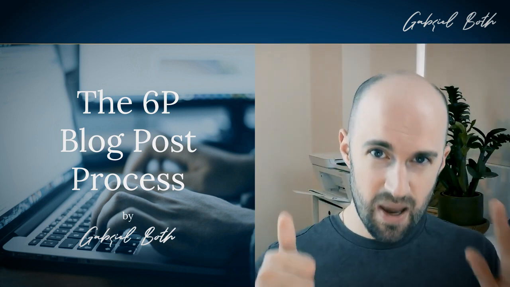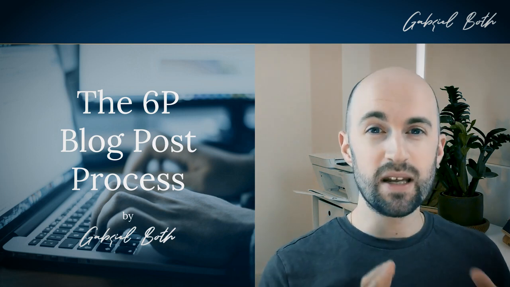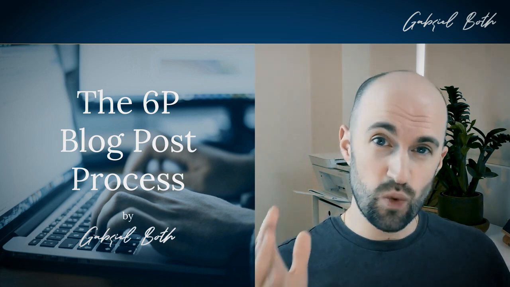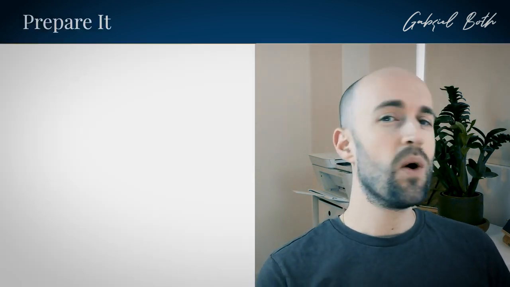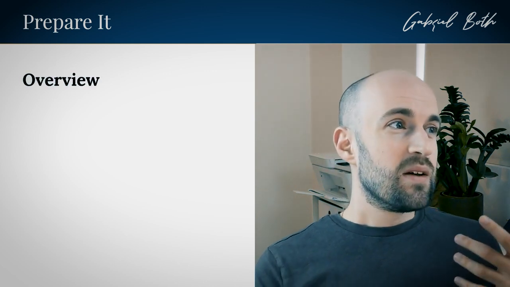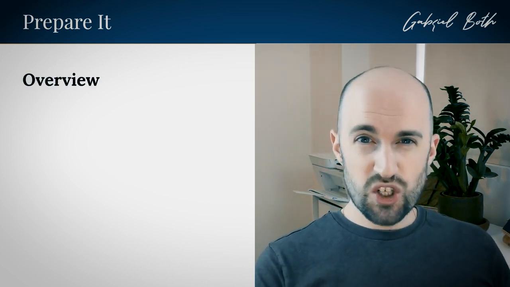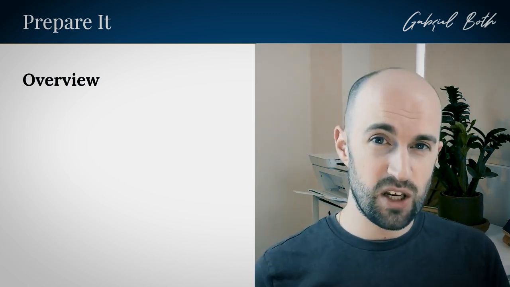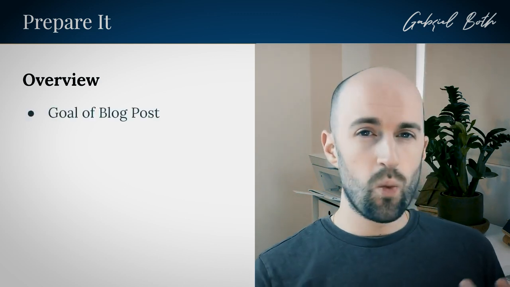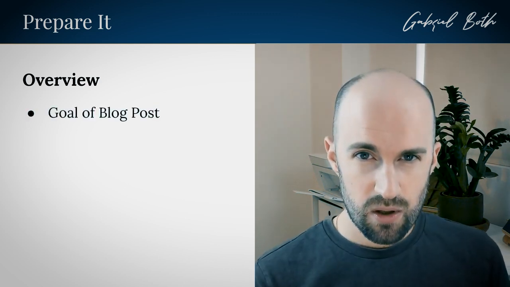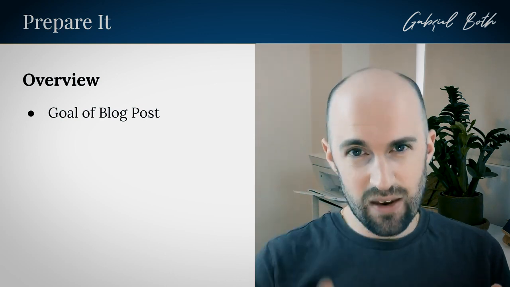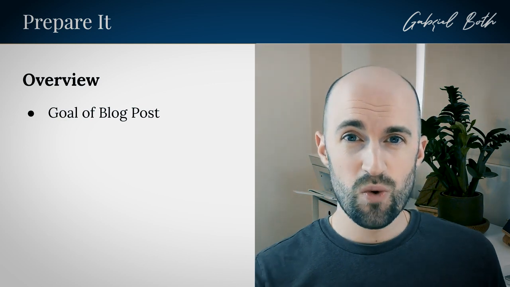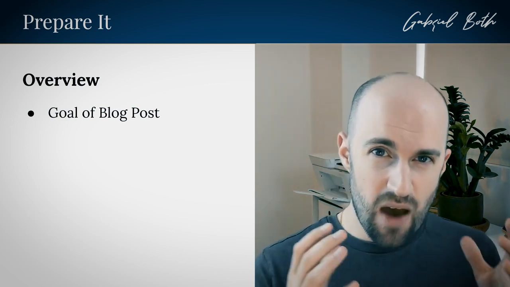So there's 6 main steps, and we're going to go through each one in this video on how to publish and how to create a blog post that will get you results. So first one, prepare it. So before you even start writing one single word, you need to prepare some content. You need to know what you're writing about. So what is the goal of your blog post? What do you want at the end of reading it, your audience, your reader, to do or to know or to feel? So you need to have an end goal in mind.